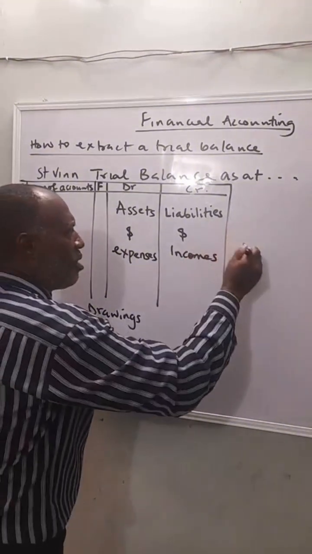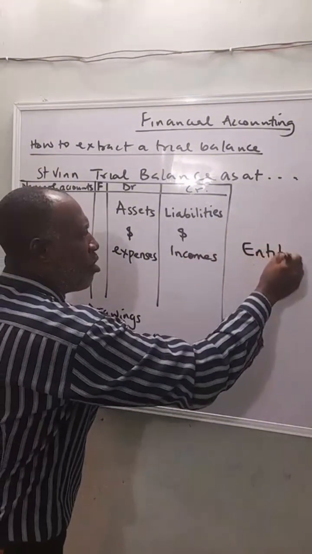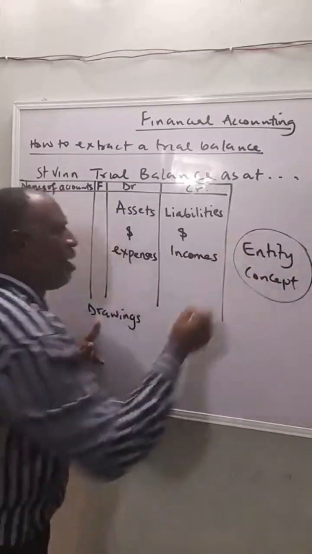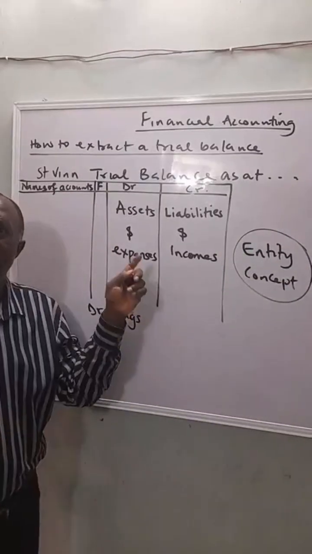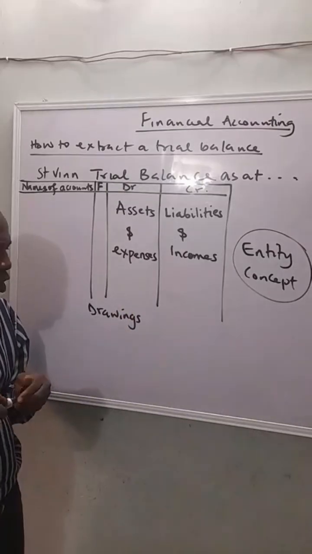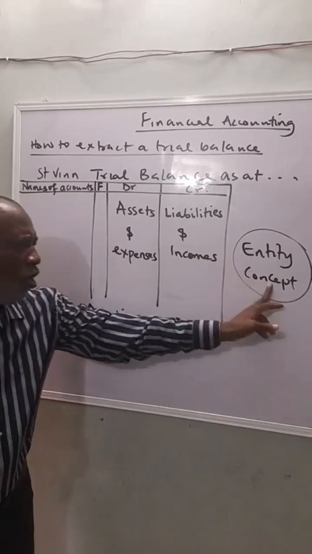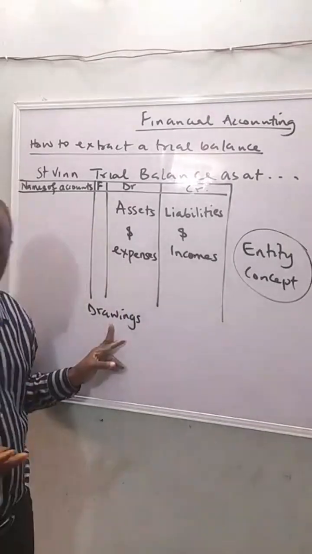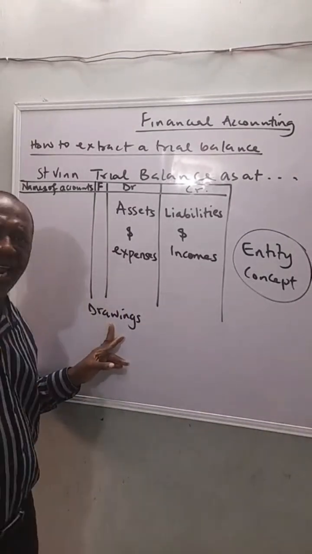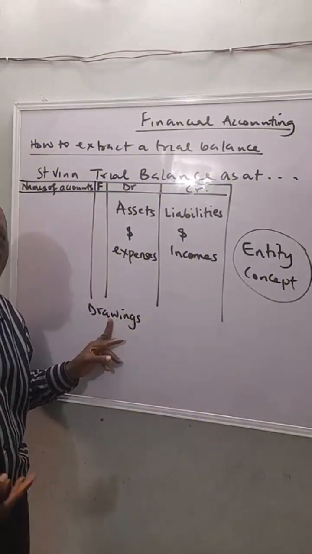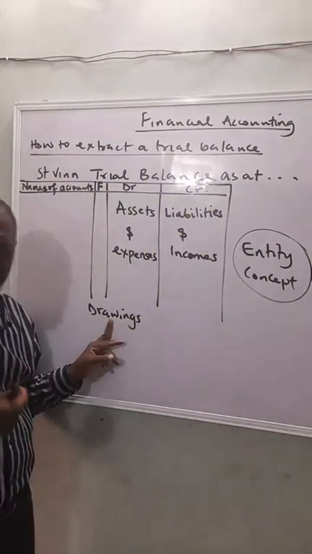Remember, in accounting, there's what we call the entity concept. That word entity concept simply means there is separation between the owner of the business and the business. So the same thing, as the owner of the business, you should not just be taking money from the business at will. You should have your own salary. And that's why when you have your own salary, in most cases, drawings will not occur, because drawings is indiscipline.